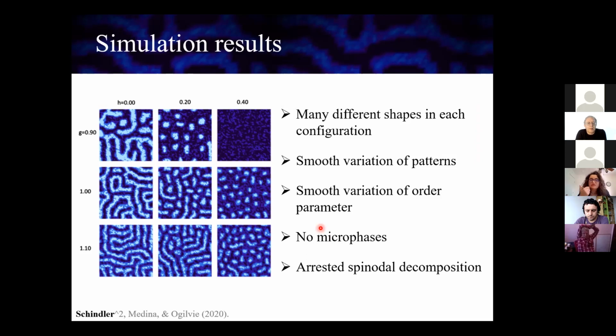So this looks like one phase. A way we could describe this is like an arrested spinodal decomposition. Spinodal decomposition normally has a time variable. In this case, we're moving the parameters across or down in H and G. So this is a name we're putting on it.